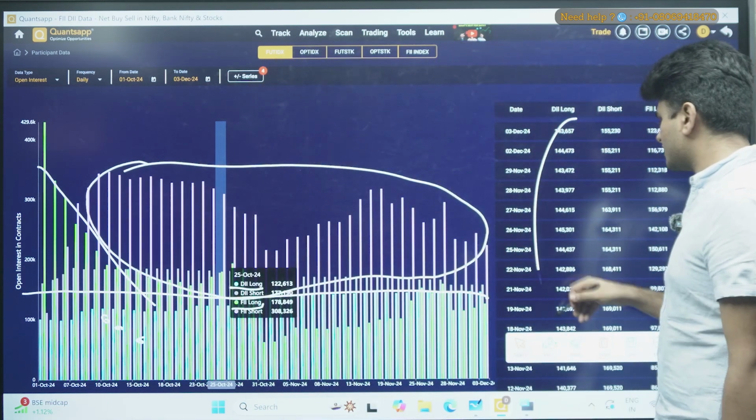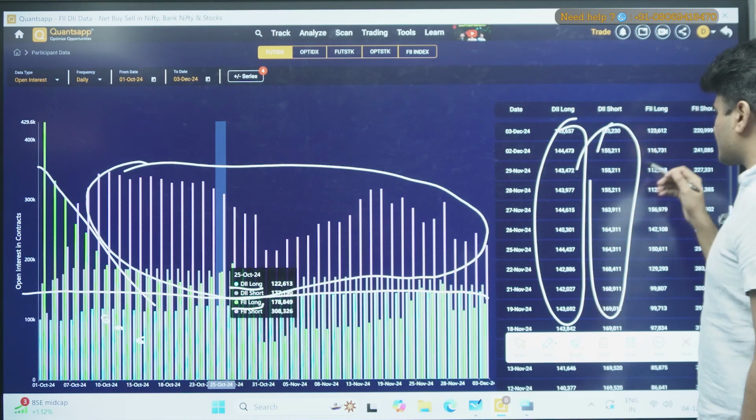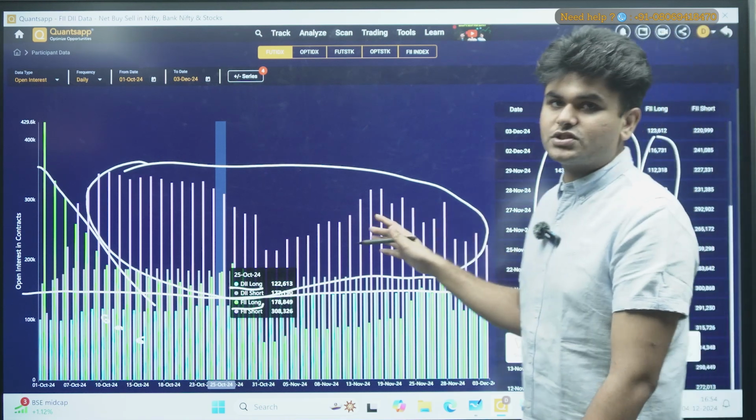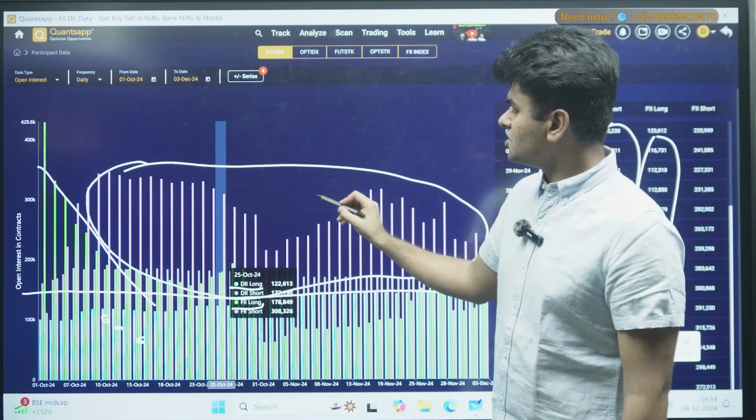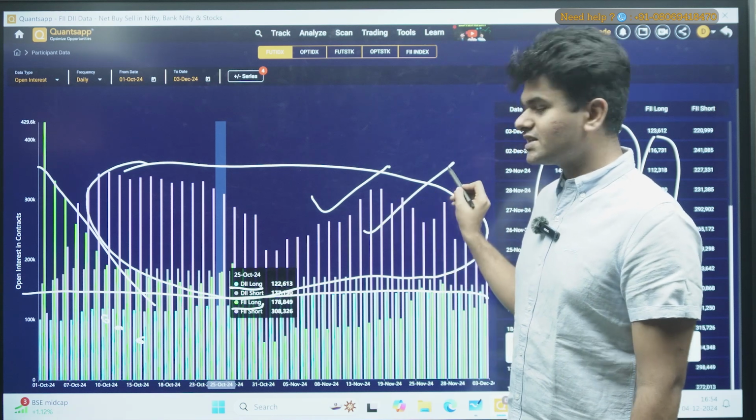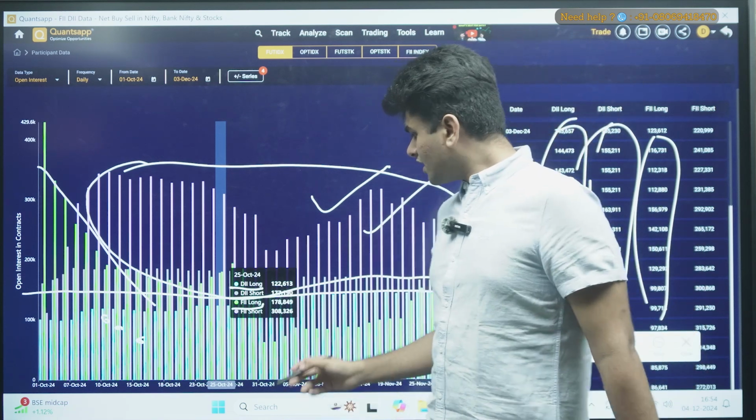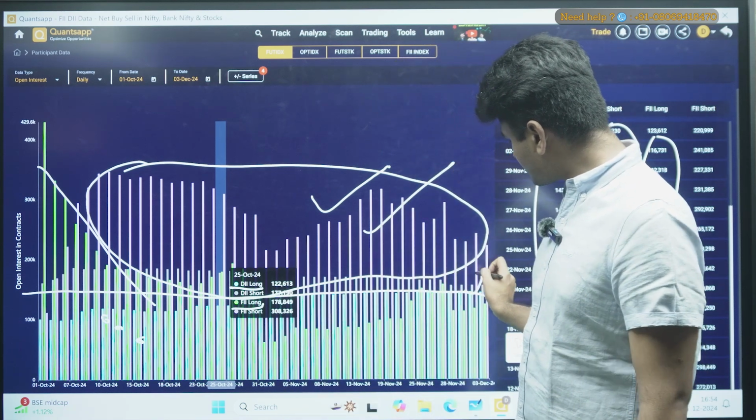So you can take the numbers here, identify numbers and compare. But if you see it in a graphical representation, you can see there is FII selling happening very heavily. Now with that you can see that DII is also selling.